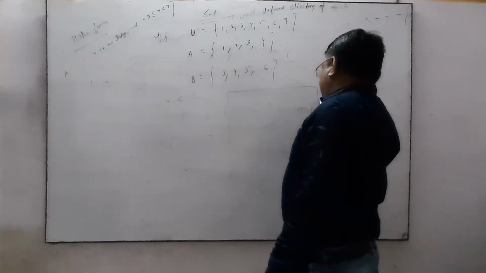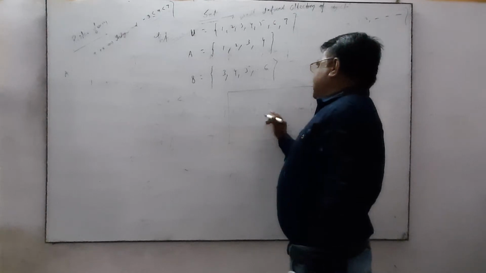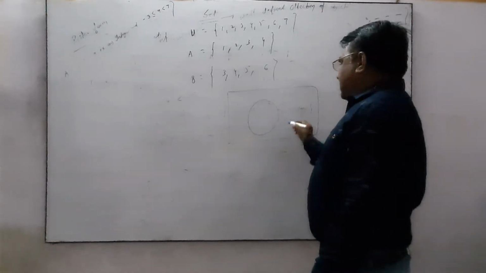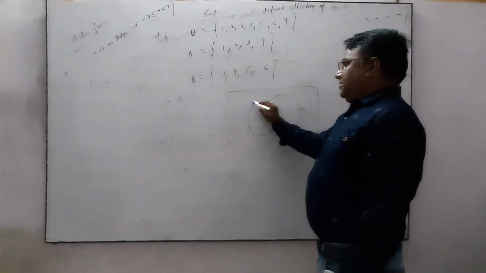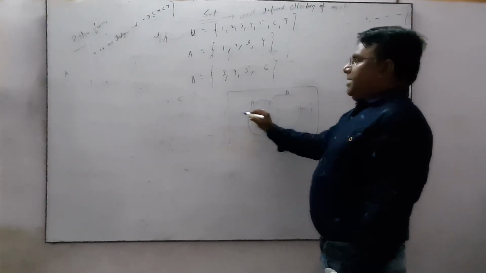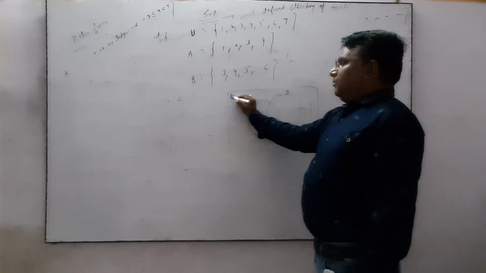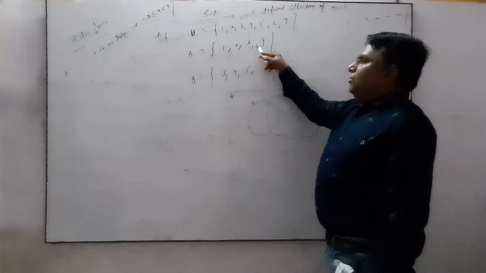First thing is a rectangle. This is a circle, set A, and another circle, set B. This is set A and this is set B and this is the universe. And set A has elements 1, 2, 3, 4, right?